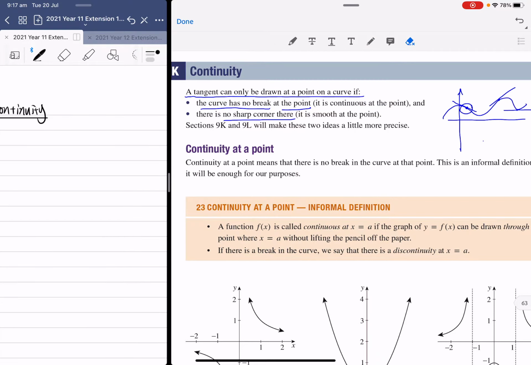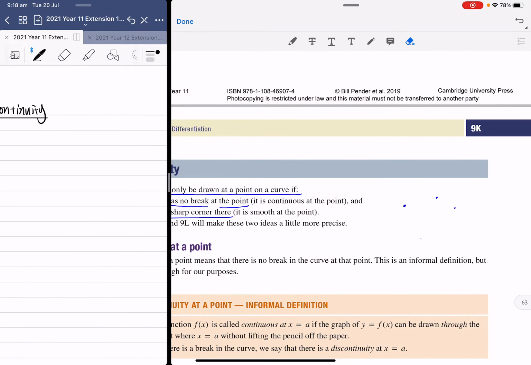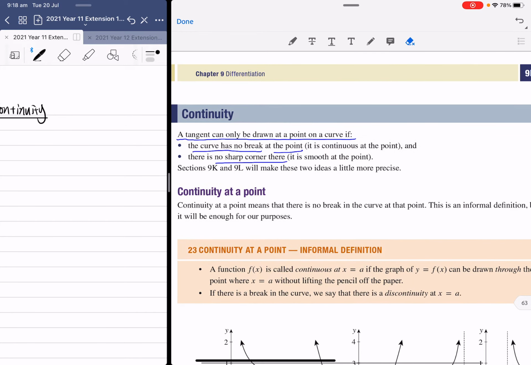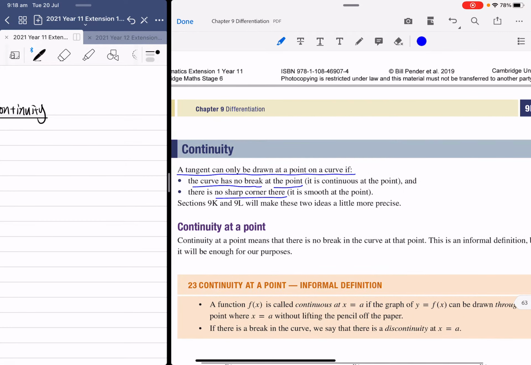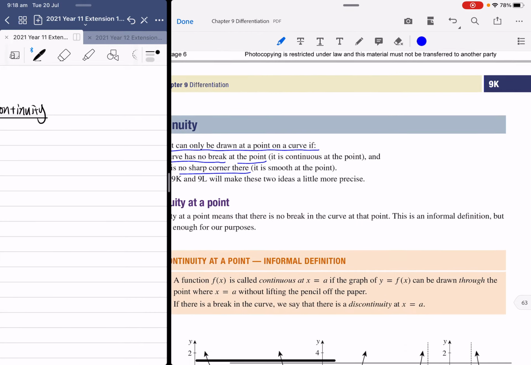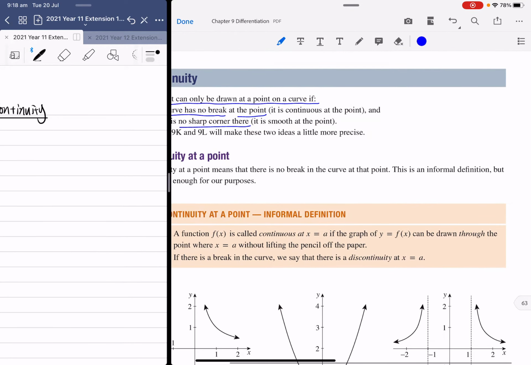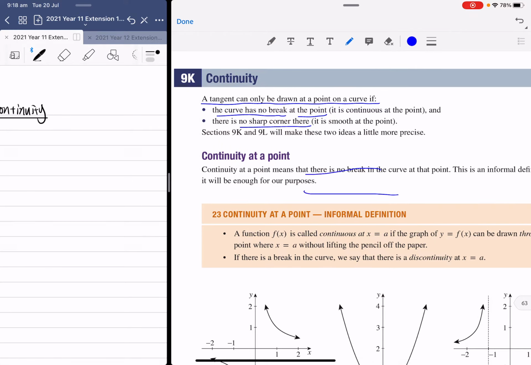So what does that mean? For example, you all know about the absolute value functions. If we have an absolute value function like this, then this point here is a sharp turning point or sharp corner. And in that case, we can't draw a tangent. I know some people would just say, hey, the tangent is just going to be this line here. But unfortunately, that's not really a definition of a tangent.